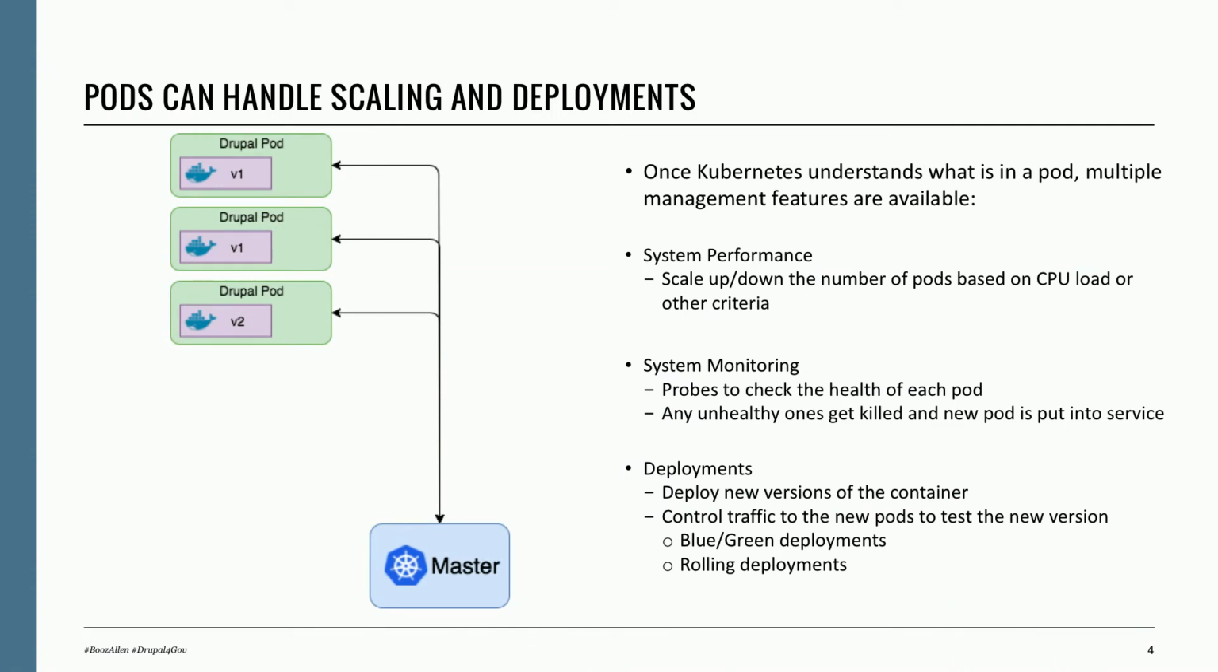So once you have a pod, there's all sorts of stuff Kubernetes now knows about pods and can do with pods. So it handles your system performance. It's checking to see the CPU load, how much CPU a pod is taking up, if it's getting overwhelmed. If it is, it'll start adding new pods to your Kubernetes cluster. And it just has to do that because it's just throwing out new copies of your container.